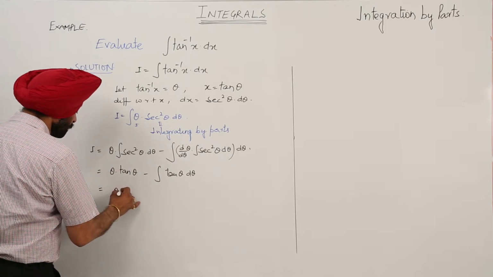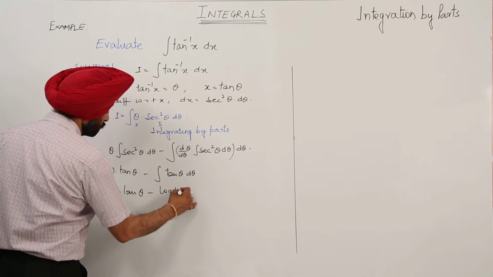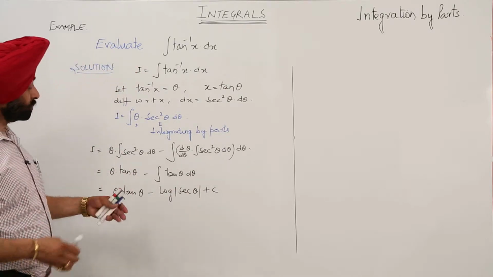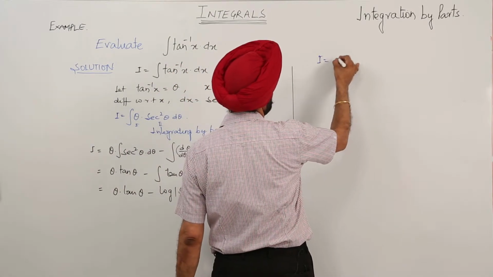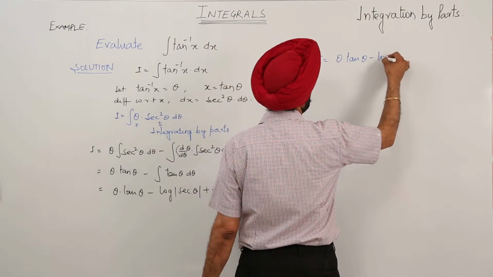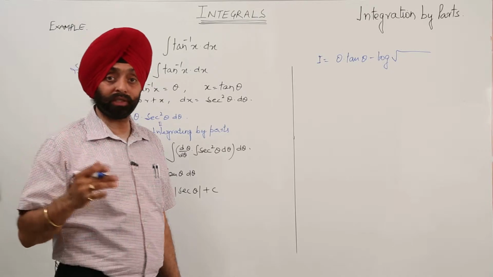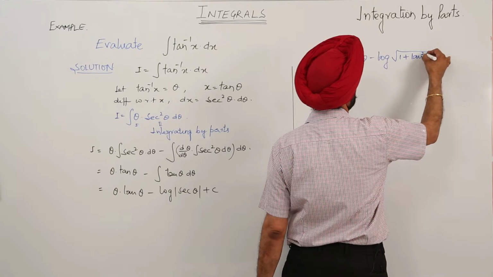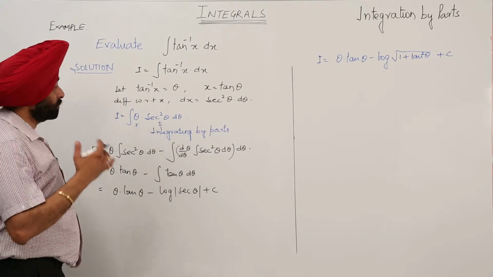Now we are having theta tan theta minus log mod of secant theta plus c. Now to this part, what we can write? Theta tan theta minus log under the root. Now secant square theta is what? 1 plus tan square theta. So this becomes 1 plus tan square theta, plus c.